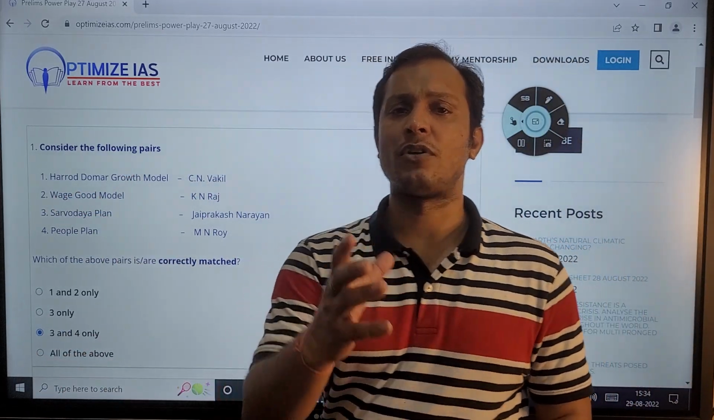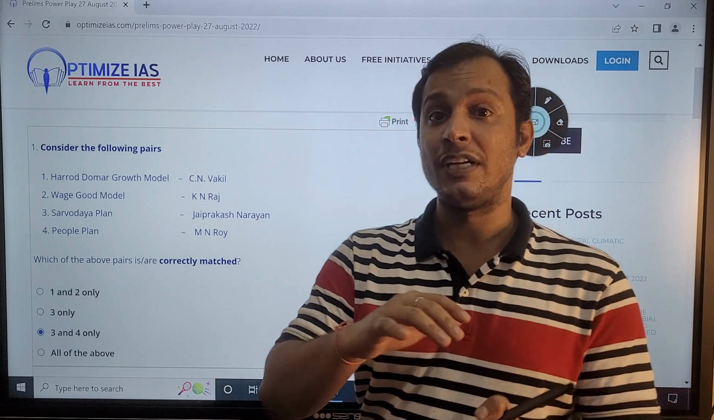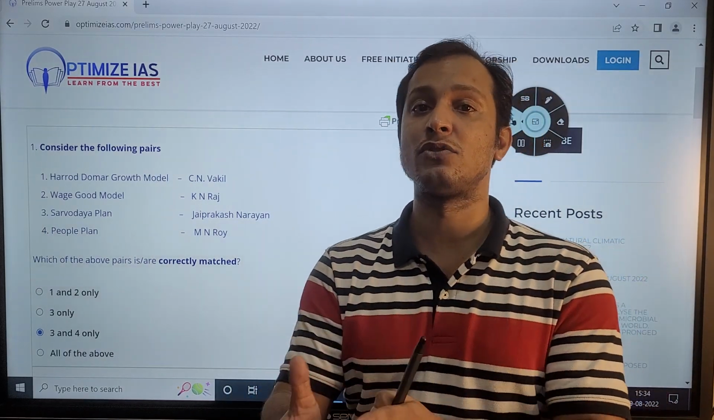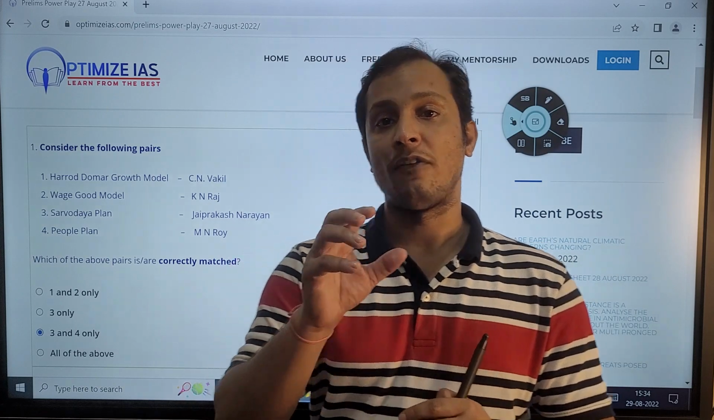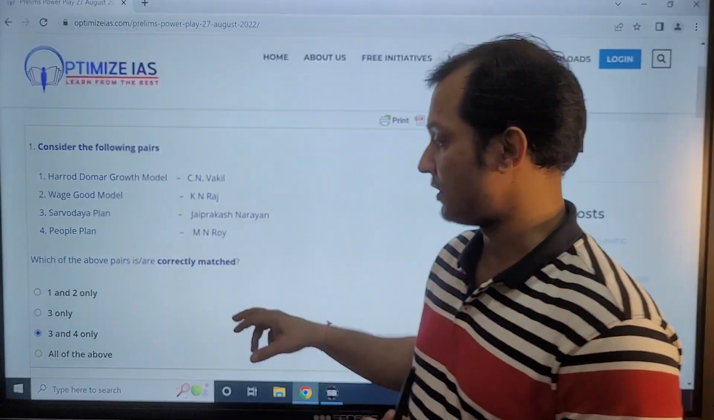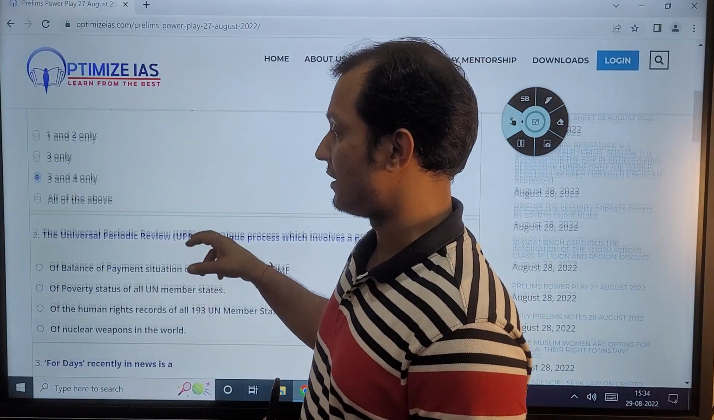The wage good model is a model where we have to focus on wage goods. What are wage goods? Wage goods basically help to increase the productivity of the workforce, like for example food production and so on.